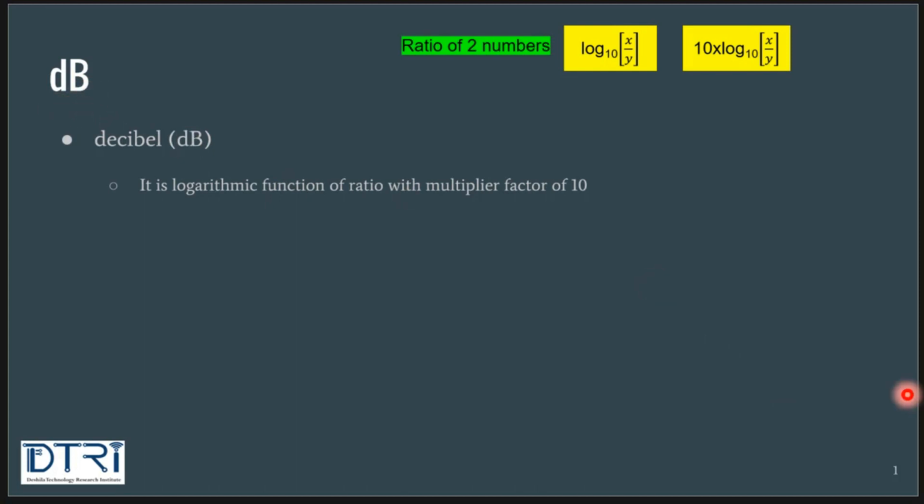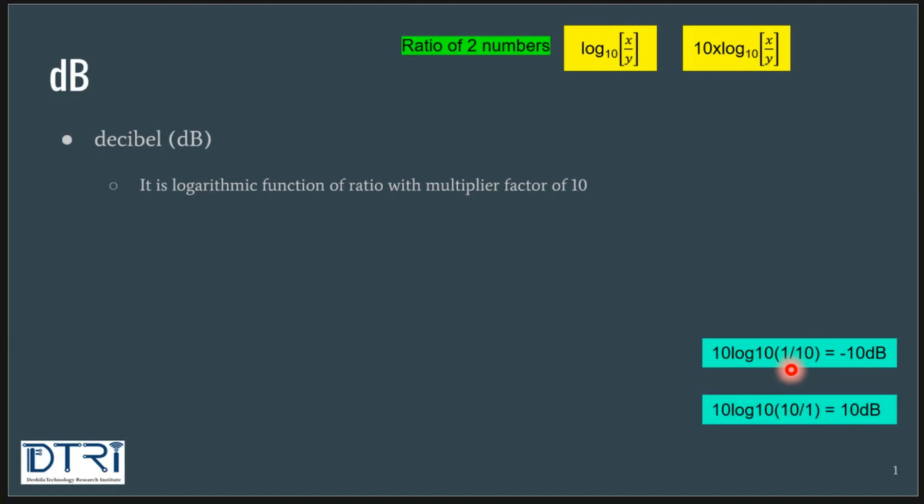Let us look at an example. Take a ratio of two power levels like 1 watt and 10 watts. If we take the dB of this, the value is minus 10 dB. Since both numerator and denominator are in watts, the units cancel and the value is just minus 10 dB. Now if you swap the numerator and denominator here, the value is plus 10 dB.